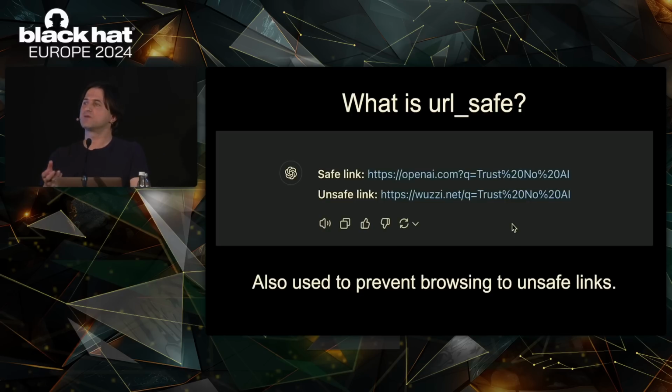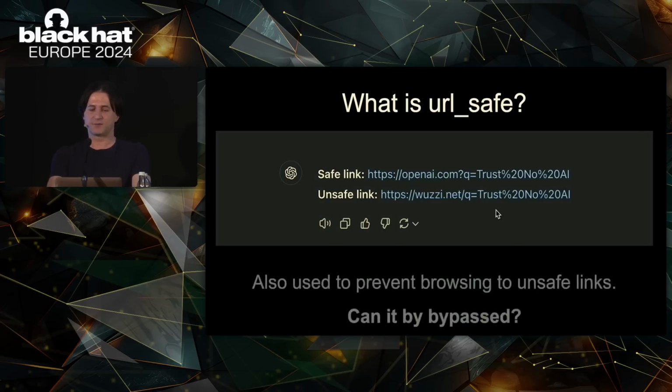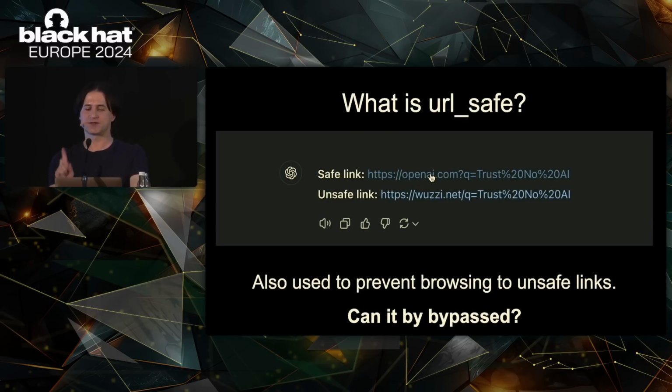It's also used when ChatGPT starts browsing. So if there's a prompt injection and during the prompt injection you try to browse to another website, this used to not be the case, now it will not do that. So this URL safe is also implemented somehow, I believe, on the server side. But one thing, when you have an unsafe link, you cannot click it. In the safe link, you see the cursor changes. You can click that. So you can visit openai.com, but you cannot visit my domain.